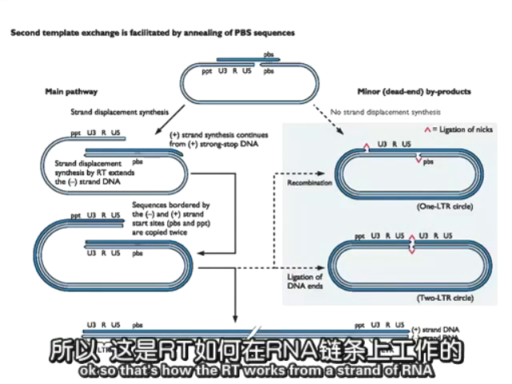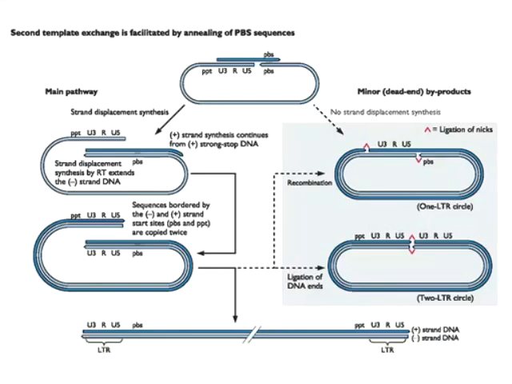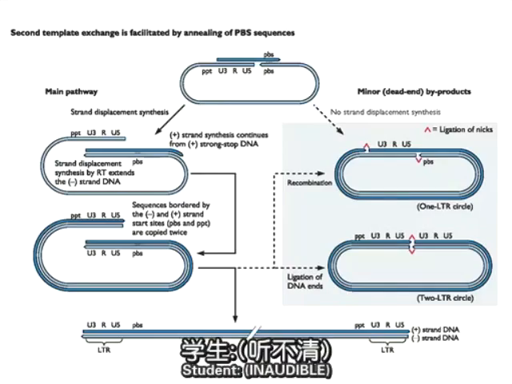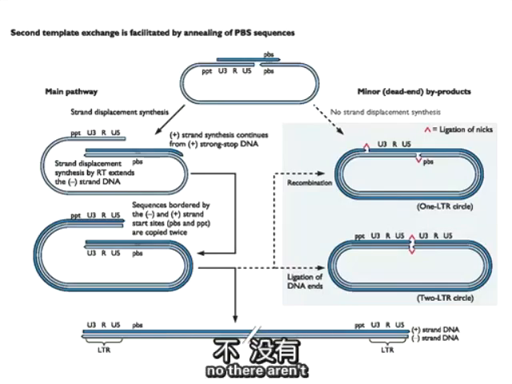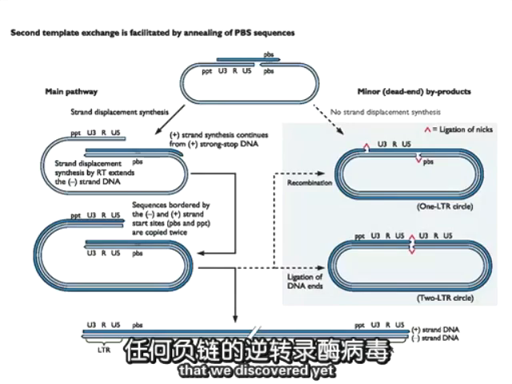Okay, so that's how the RT works from a strand of RNA, two strands of RNA. It makes one double-stranded DNA copy. Okay, everybody okay with that? Yes? Are there any negative stranded retroviruses? No, there aren't any negative stranded retroviruses that we've discovered yet. No.